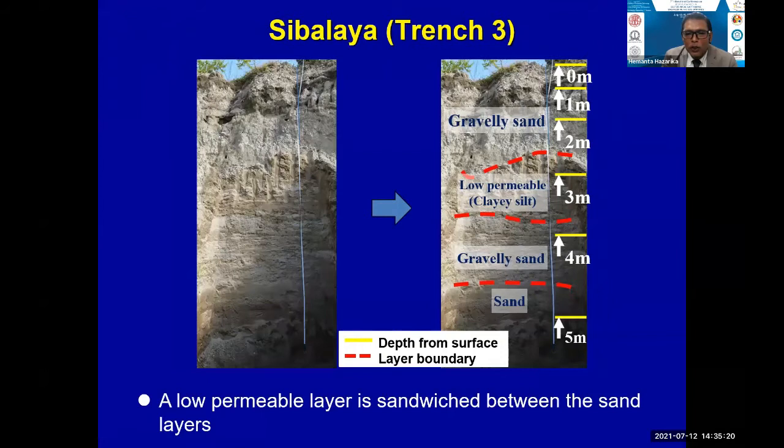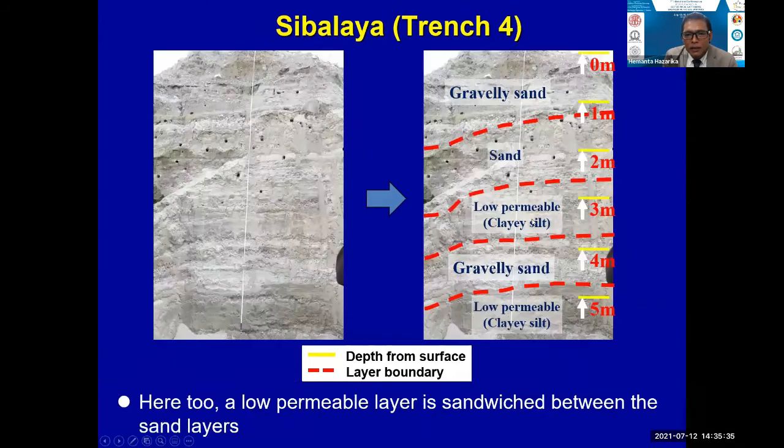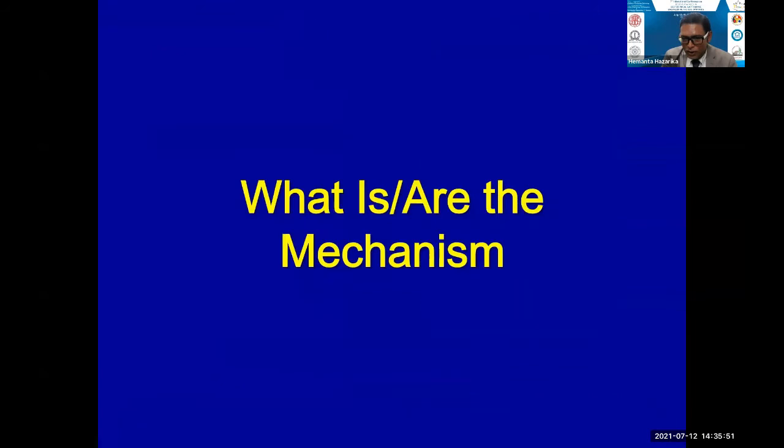And from Trench 3, again we could see a similar trend: gravelly sand, low permeable layer, gravelly sand, and sand. So always a low permeable layer sandwiched between the sandy layers. Similarly, in another trench, Trench 4, we could see a similar trend. Always a low permeable clay, silt or some kind of low permeable layer exists.